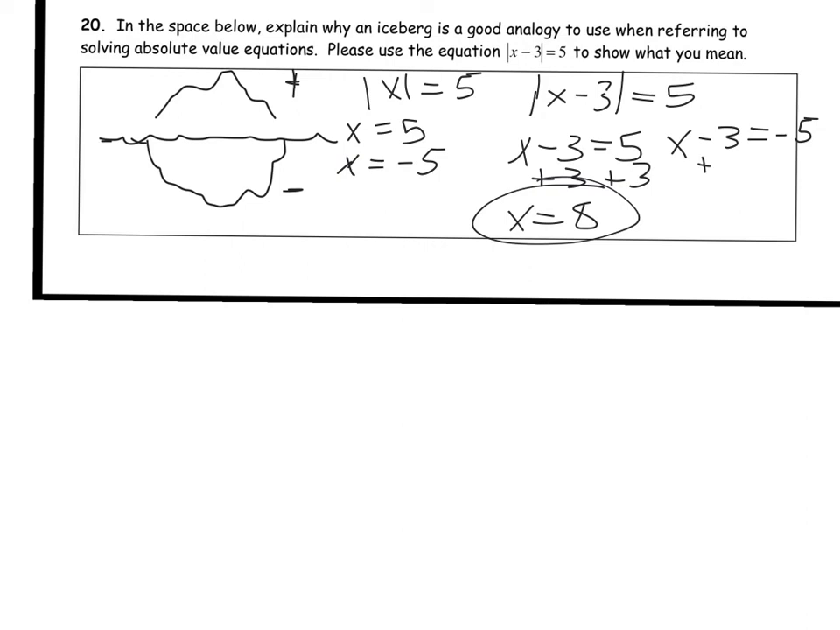Then I would add 3 to both sides. That would be x equals a negative 5 plus 3 more would be negative 2. And that would be my negative answer. And that's why we use iceberg as an example.